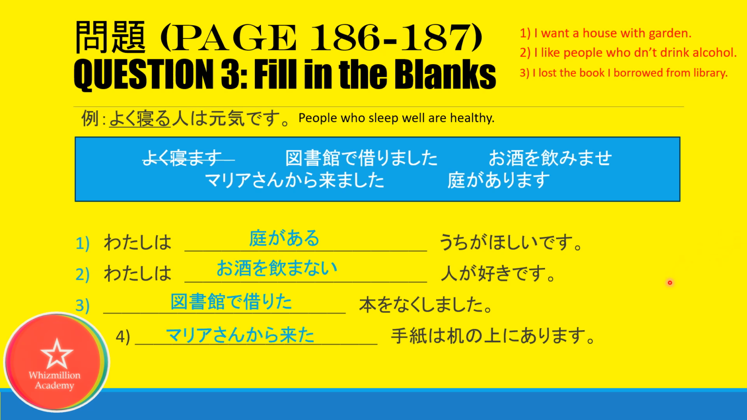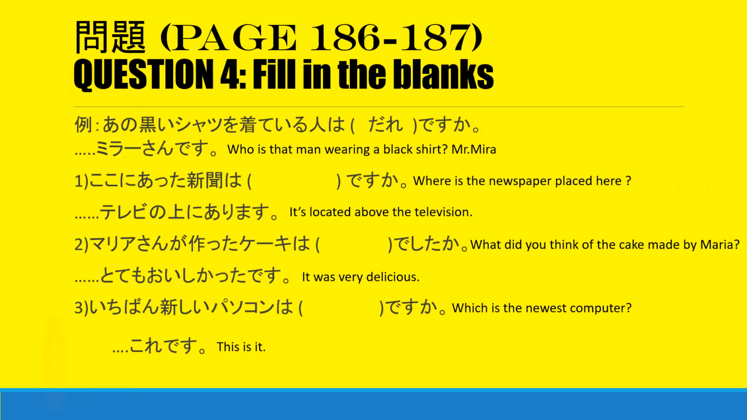Question number 4. マリアさんから来た手紙は机の上にあります。The letter from Maria is on the desk. Well, for question number 4, we have to fill in the blanks. The blanks could be who, where, what, or which, right? So let's see example 1.